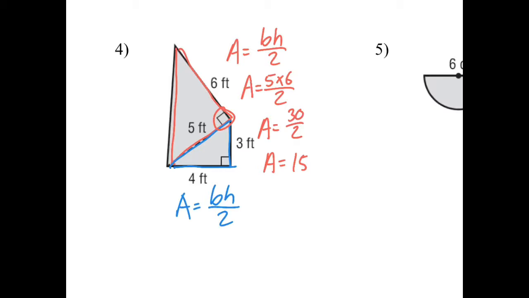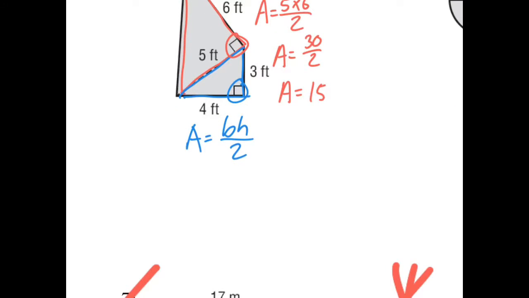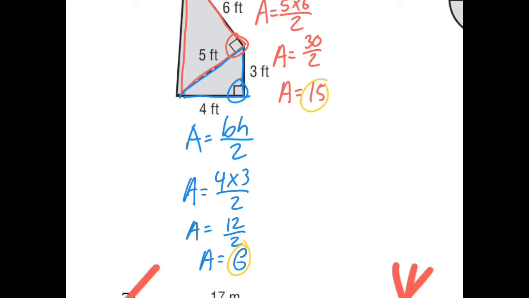On the other triangle, our base is going to be 4, because again, I'm looking at the right angle right there. So I'm going to do 4 for our base times our height divided by 2. When I do 4 times 3, we get 12. And then 12 divided by 2 is going to be 6. Again, I'm going to combine my two areas. So when I do 15 plus 6, I get a total of 21 feet squared.